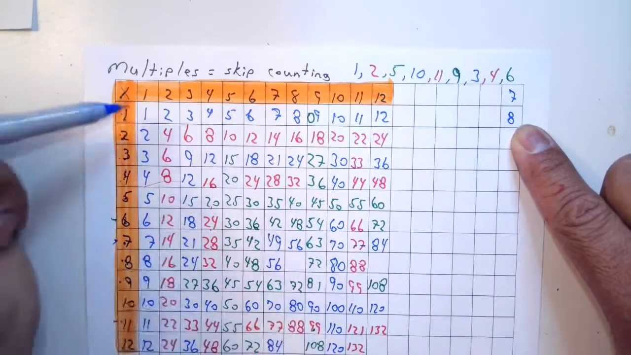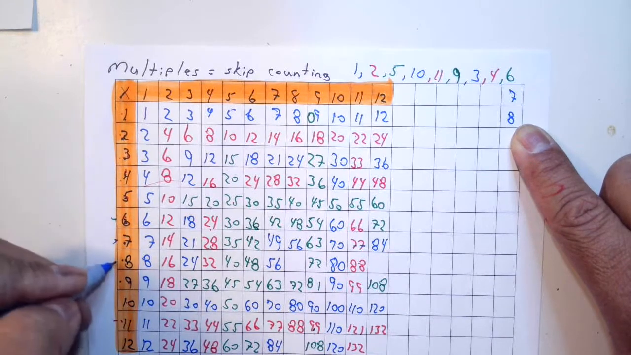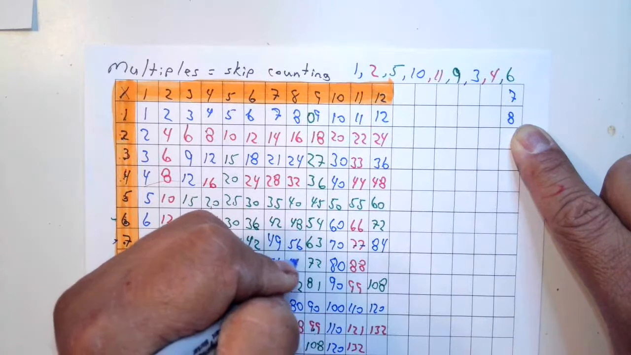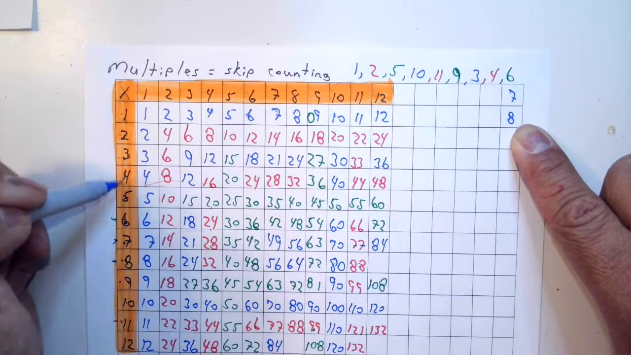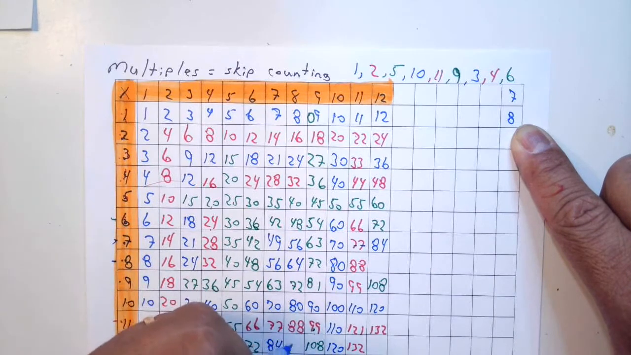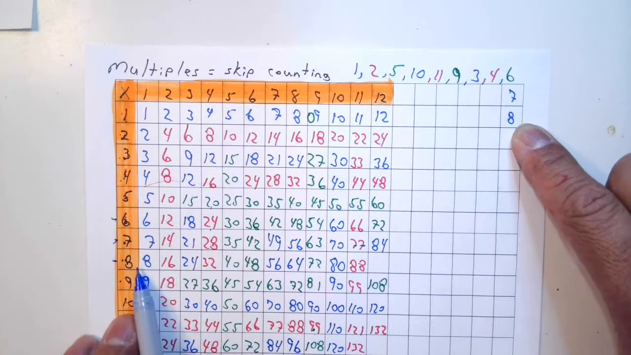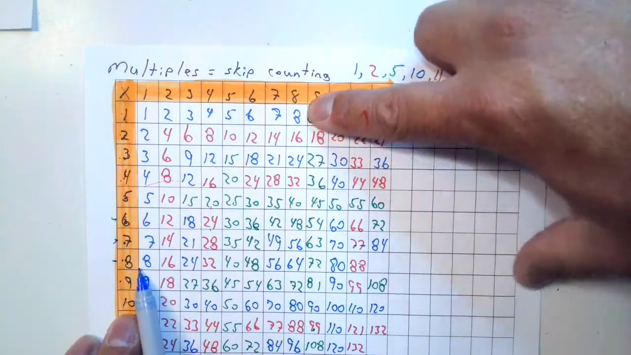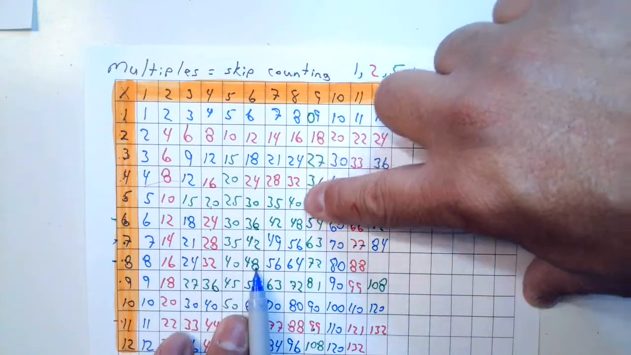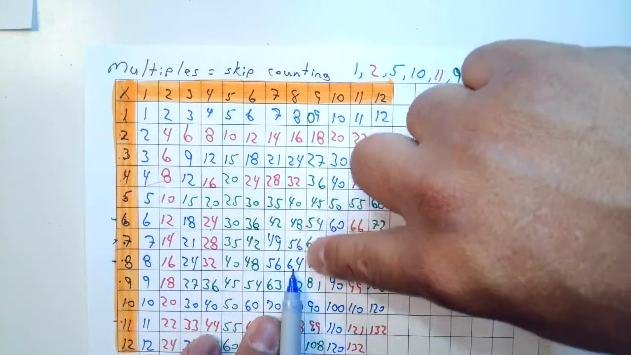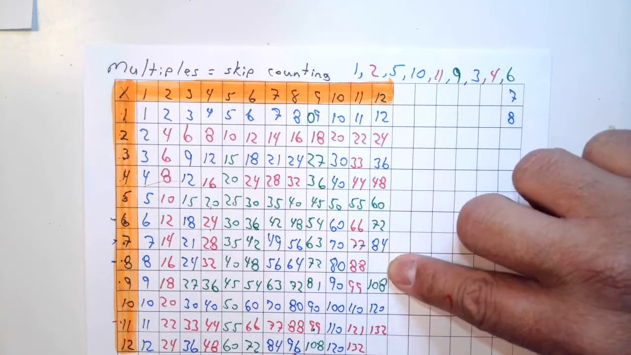Okay? So 56, 57, 58, 59, 60, 61, 62, 63, 64. We're going up to the 8. We have all of those. 88, 89, 90, 91, 92, 93, 94, 95, 96. Working smarter, not harder. Let's go across. So we have 8, 16, 24, 32, 40, 48, 56, 64, 72, 80, 88, 96.